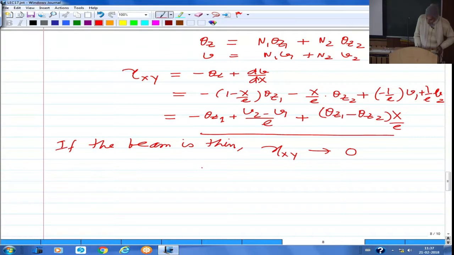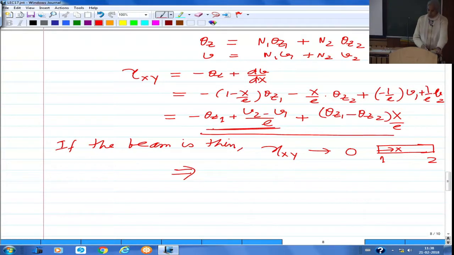Now if this is approaching 0, then what happens to these variables? If gamma xy is 0, gamma xy should be 0 throughout the element, isn't it? We are talking of one particular element. So this is your local element x-axis, node 1 and node 2. If gamma xy is 0, it should be 0 throughout the element, not just at one location. And if this has to be 0 throughout the element, then what you need is that the constant term should be separately 0 and the coefficient of x should also be 0, then only gamma xy would be 0 throughout the element.